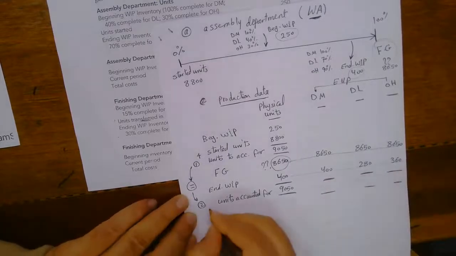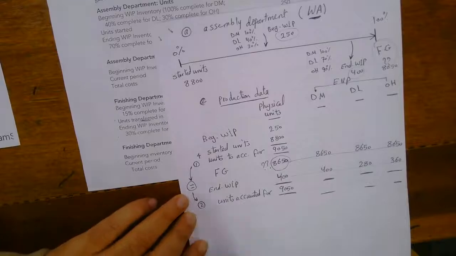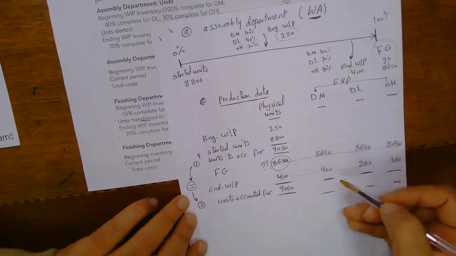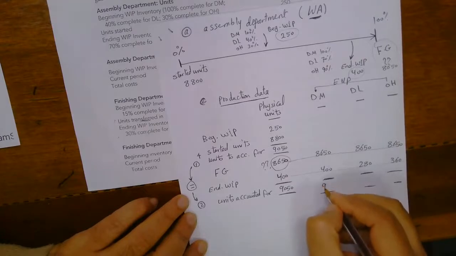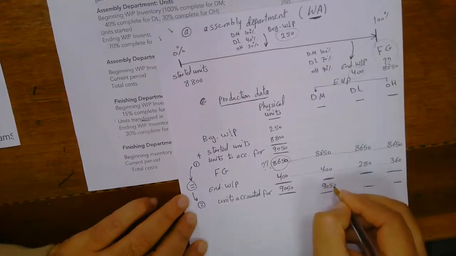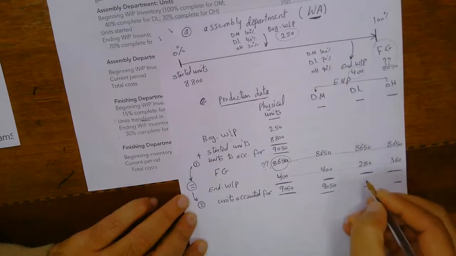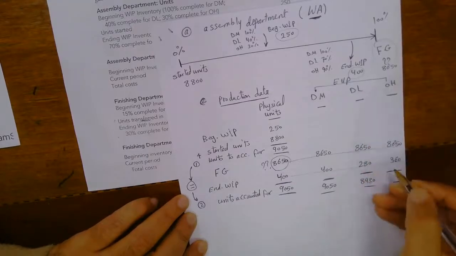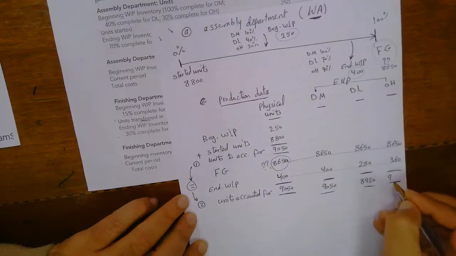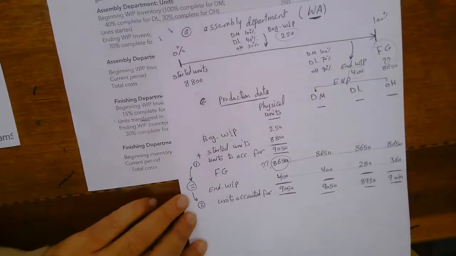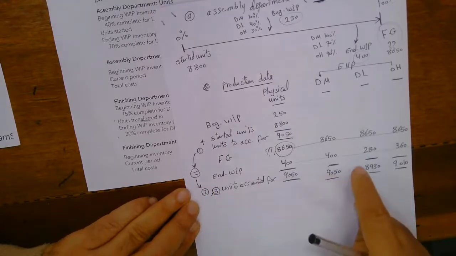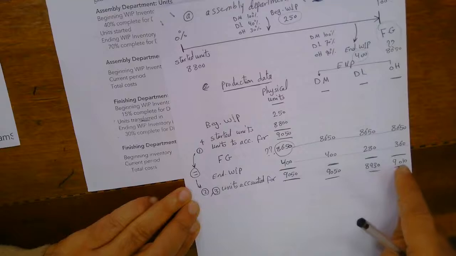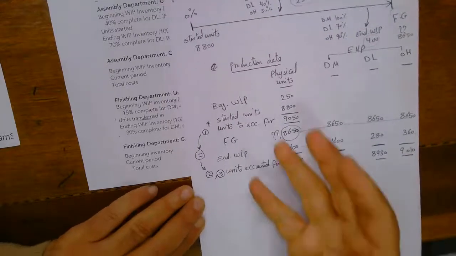Calculate the totals. So we have direct material equivalent units equal 9,050. Direct labor equivalent units 8,930. Overhead equals 9,010. Step number 3, equivalent units of production.